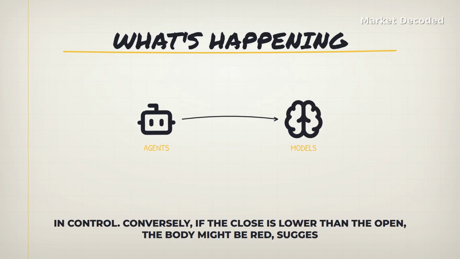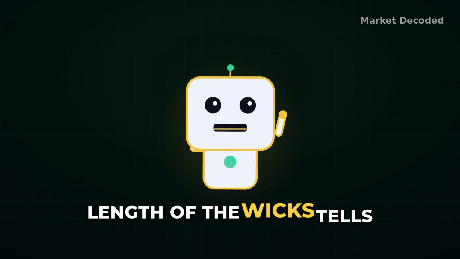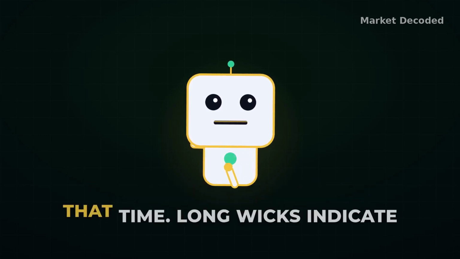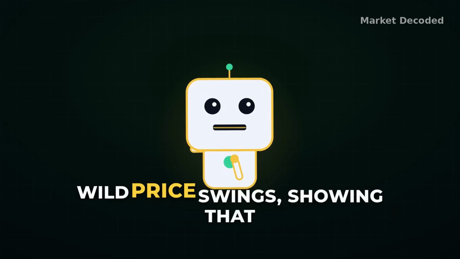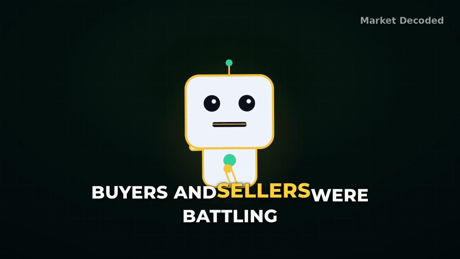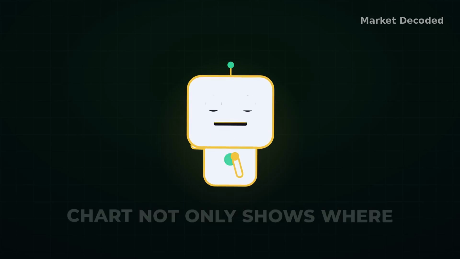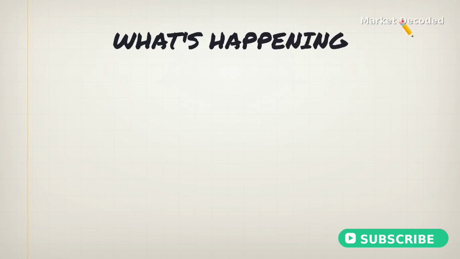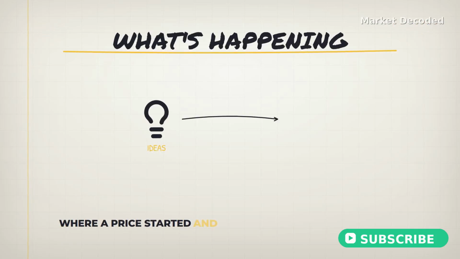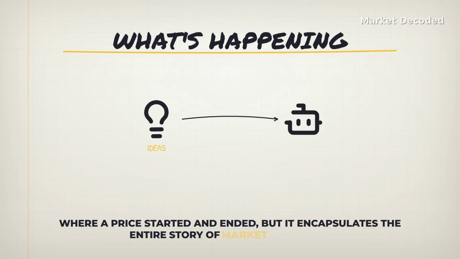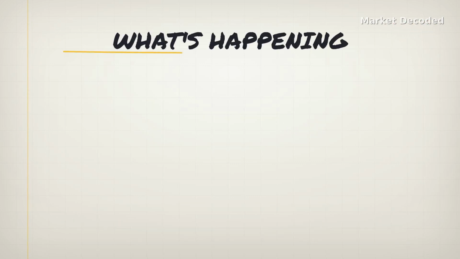And here's the surprising part. The length of the wicks tells you about the volatility during that time. Long wicks indicate wild price swings, showing that buyers and sellers were battling it out. So a candlestick chart not only shows where a price started and ended, but it encapsulates the entire story of market sentiment and volatility for each period. Understanding this helps demystify market movements, giving you insight into the psychology behind the trades.